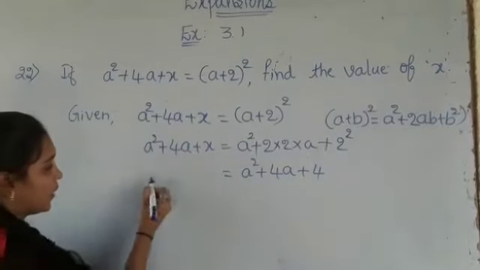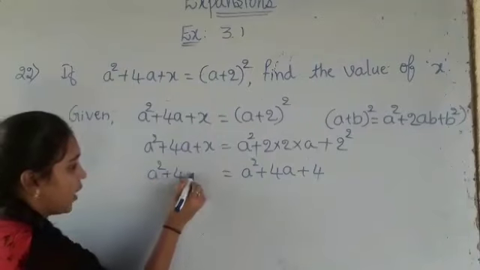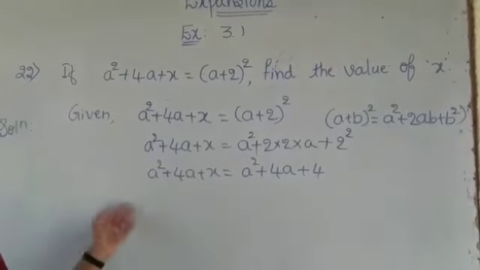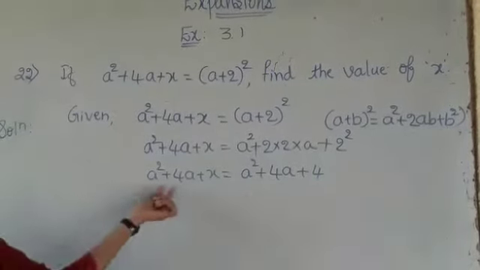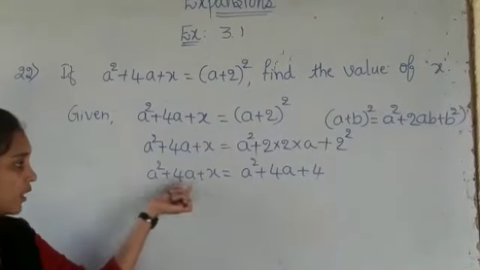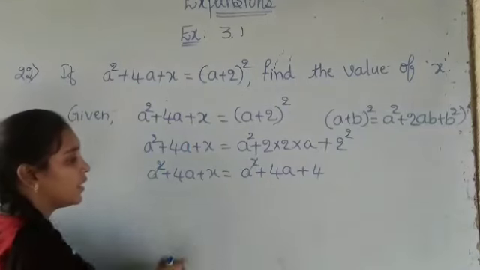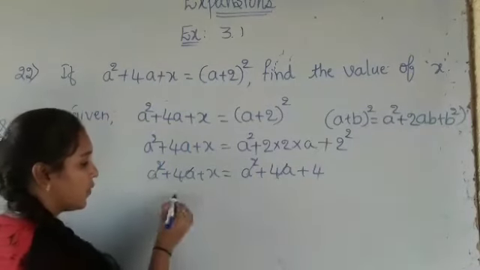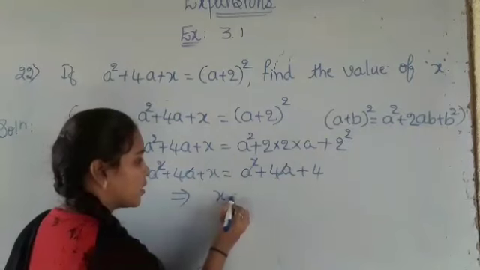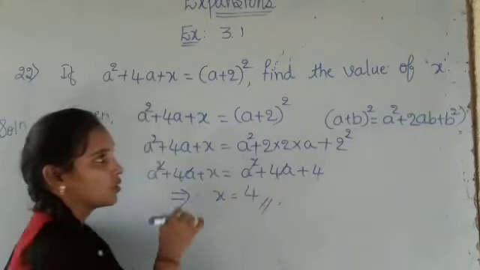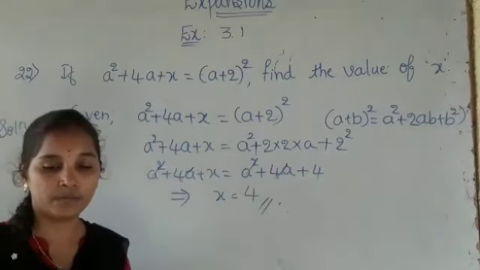So here in the LHS we have a square plus 4a plus x. We can observe the equation carefully. a square and a square are like terms. Again 4a and 4a are like terms, so these will get cancelled. So then we get the answer x is equal to 4. So this is the value of x. Thank you.